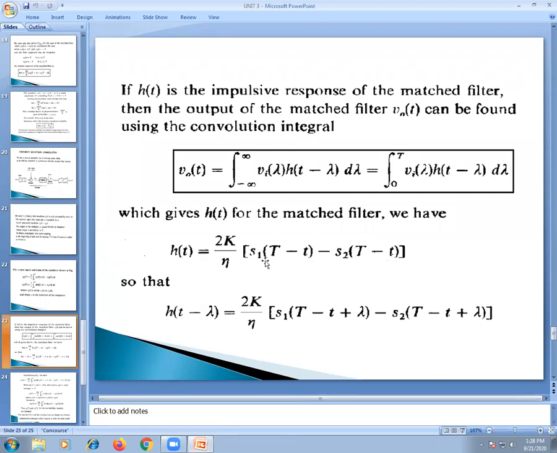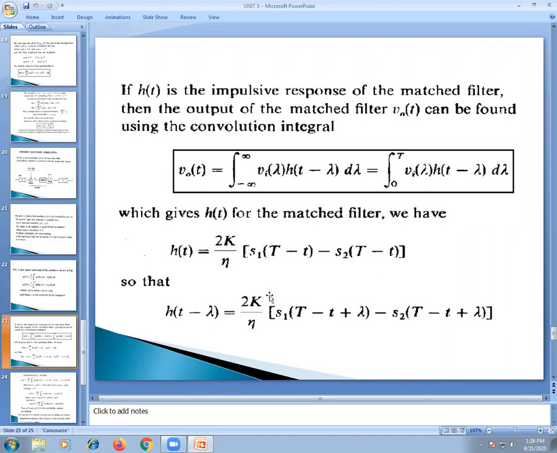So that h of t is 2k by eta times s1 of T minus t minus s2 of T minus t. Now h of t minus lambda. What is t minus lambda? The delayed function. 2k by eta is a constant. So it is s1 of T minus t plus lambda minus s2 of T minus t plus lambda.